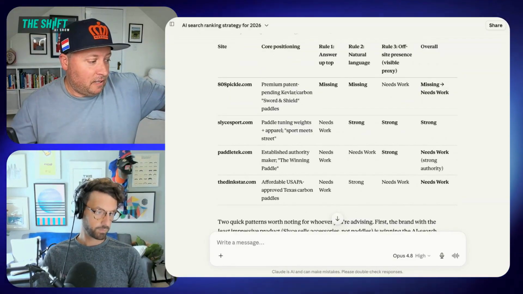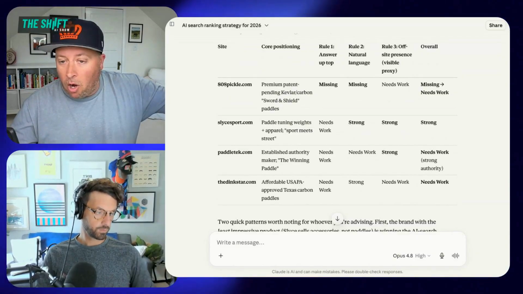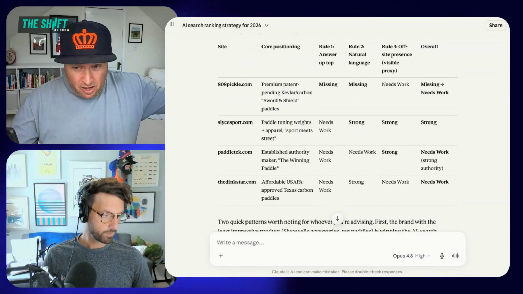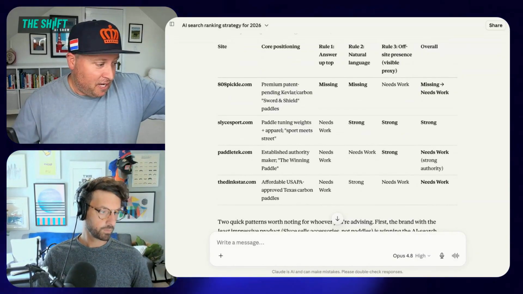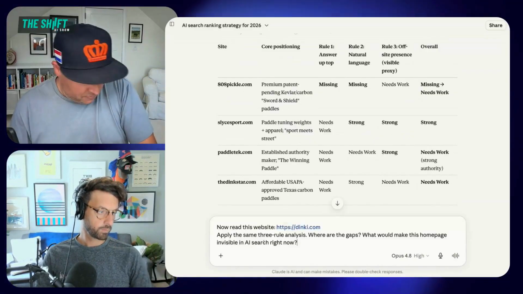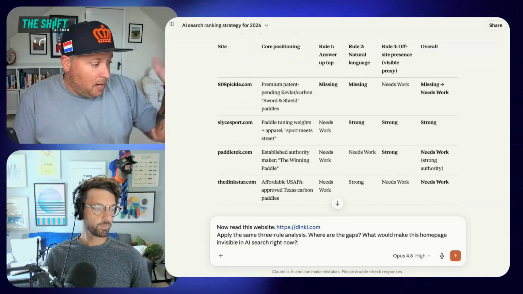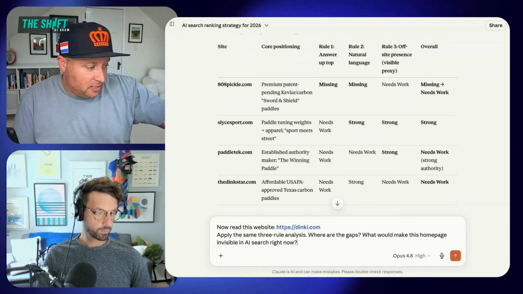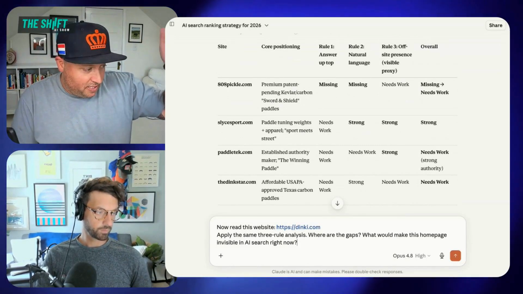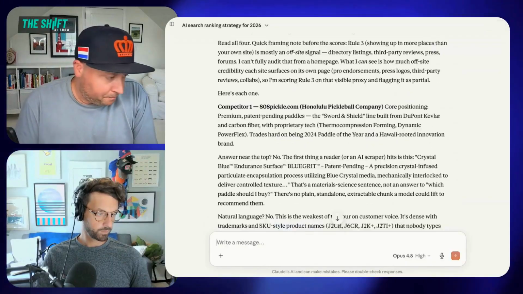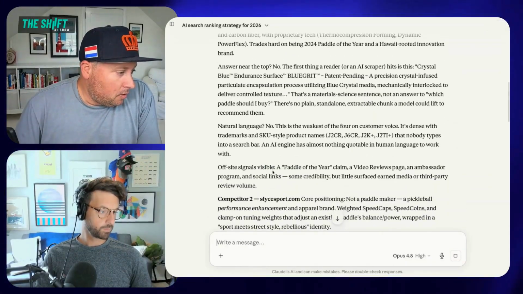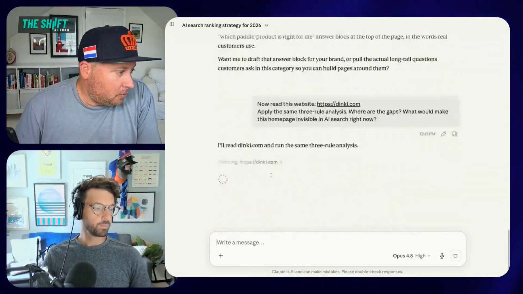So now that I have an analysis or an audit of my 4 competitors, I want it to do essentially the same thing for my business or Chris's business. So now read this website, dinky.com. Apply the same 3-rule analysis. Where are the gaps? What would make this homepage invisible in AI search right now? And again, we'll let that run.